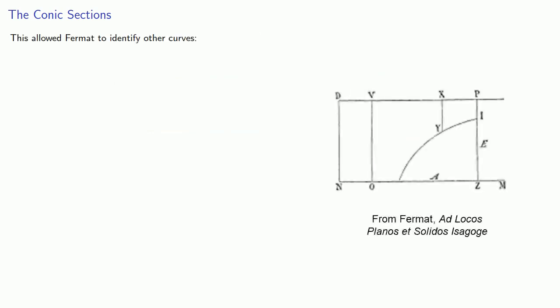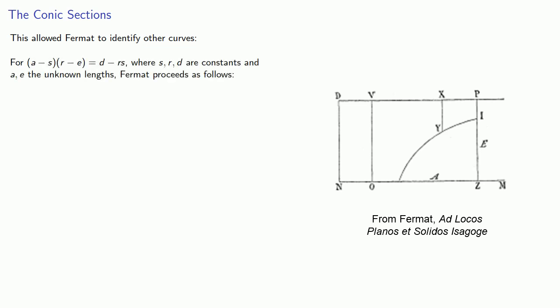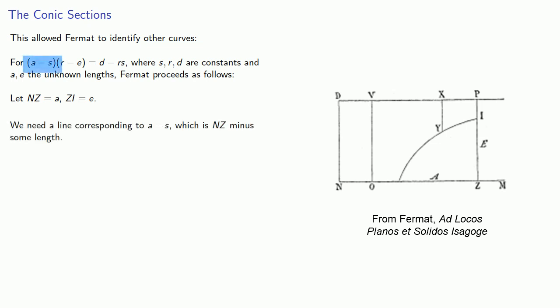This allowed Fermat to identify other curves. For example, we might take, completely at random, the relationship where S, R, and D are constants, and A and E the unknown lengths. For this case, Fermat proceeds as follows. Let NZ equal A and ZI equal E. Now, we need a line corresponding to A minus S, which is NZ minus some length. So make NO equal to S, so A minus S is OZ.